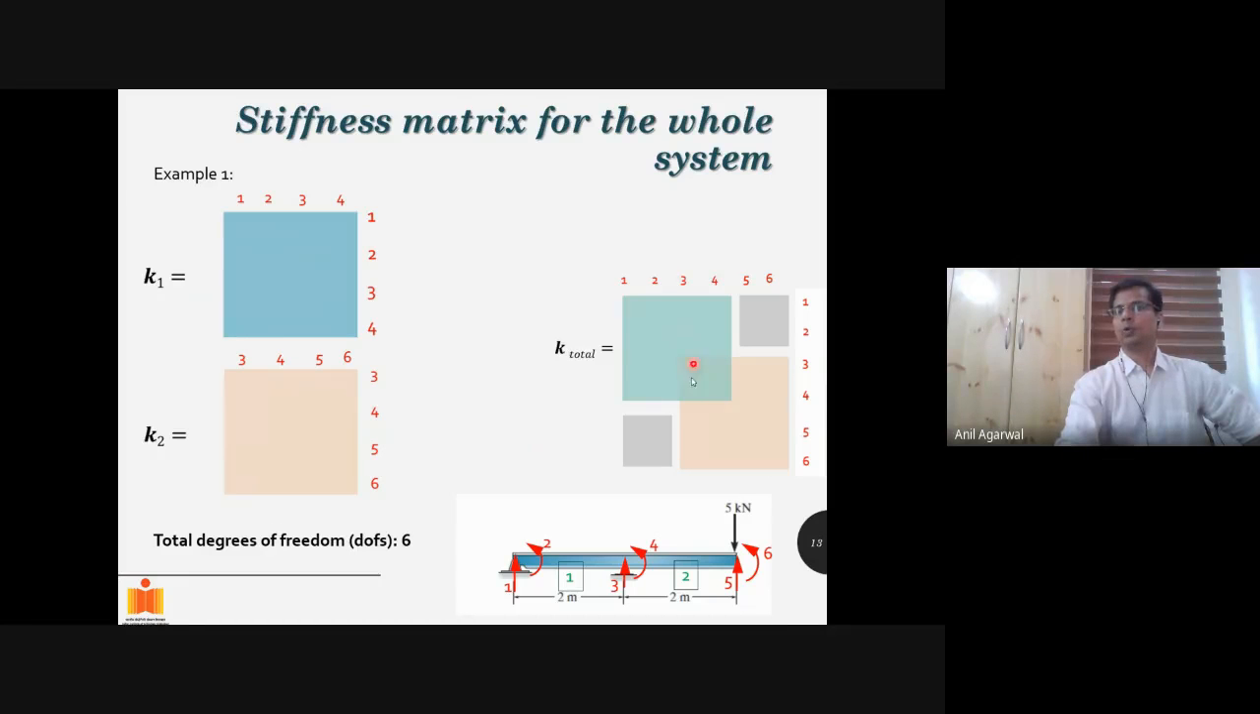Okay, and there will be an overlap of 3, 4, 3, 4 here. And there will not be any terms introduced at 5, 6, 1, 2. Likewise, 1, 2, 5, 6 here. So these blocks will be zeros, and these blocks will be having an overlap. Overlap basically means you can simply add the terms that are overlapping.